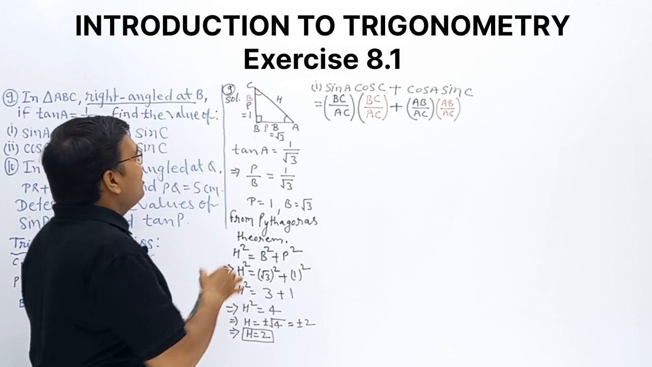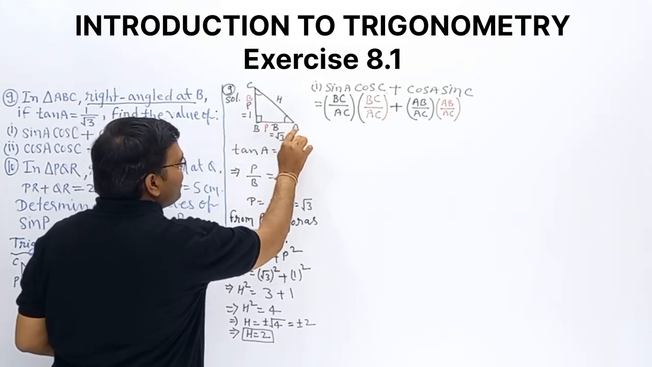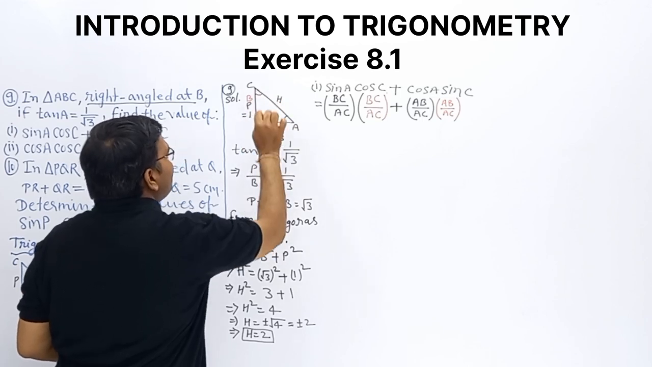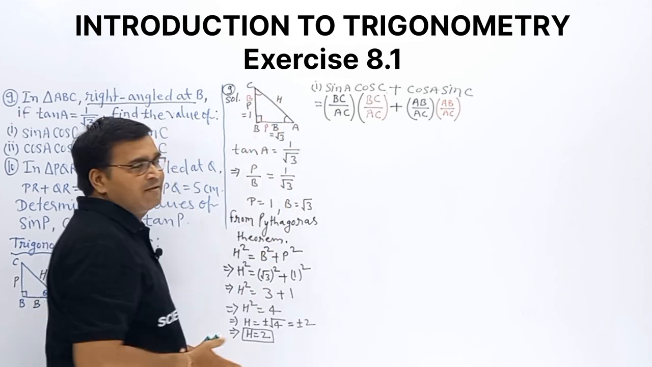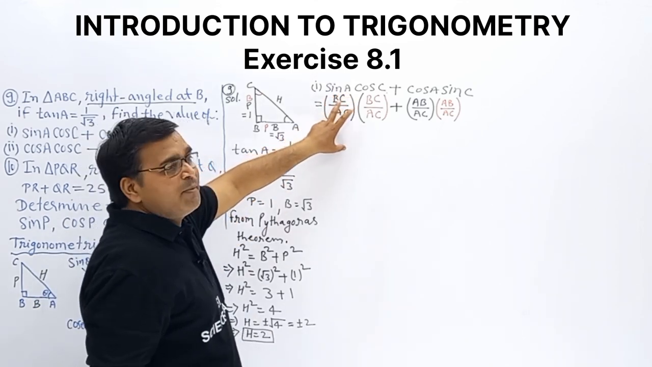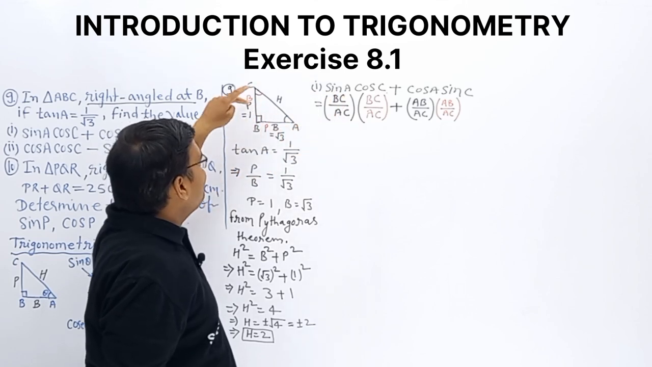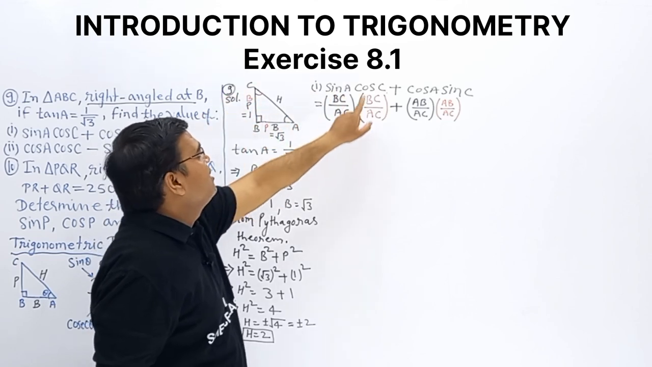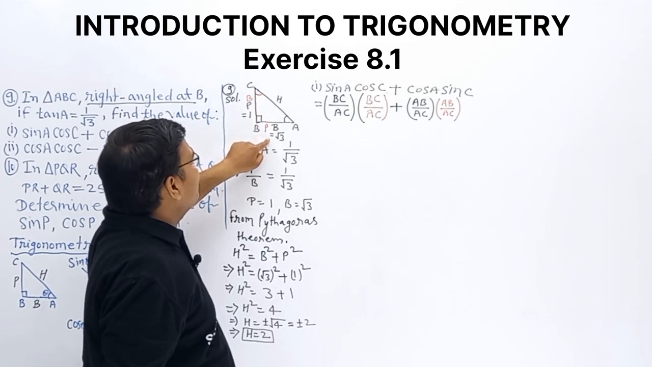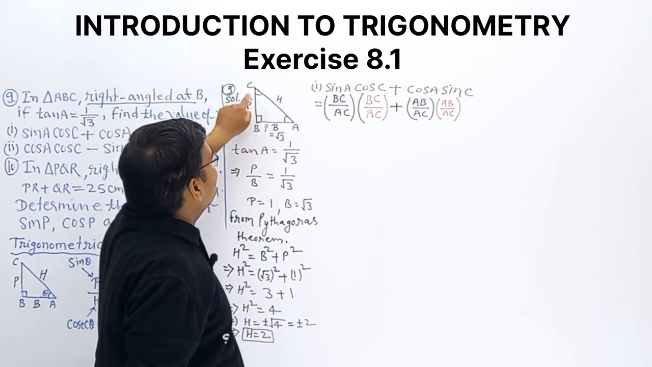We know well, the opposite of an acute angle will be perpendicular, and its adjacent will be base. When we consider A as the acute angle, its opposite will be perpendicular, and this will be base. For this one, it will be perpendicular and this will be base. Clear? Now sin A is what? Sin theta is perpendicular upon hypotenuse. So for A, the perpendicular is this one, it means BC upon AC. Clear? For cos C, for C, the perpendicular is this one. Observe carefully. For C, the perpendicular is this one, and this is base.